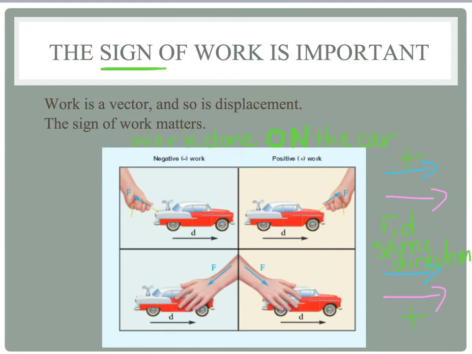Now if we look at the other half of our example over on this side, again, whether it's pushing or pulling, if we have the force in that direction and displacement opposite, or a pushing force in that direction and displacement opposite, in both of these force and displacement are opposite. They're going in different ways. So whenever force and displacement are opposite, we get negative work. Let's look at a couple examples and see if you can determine whether something is positive or negative work.